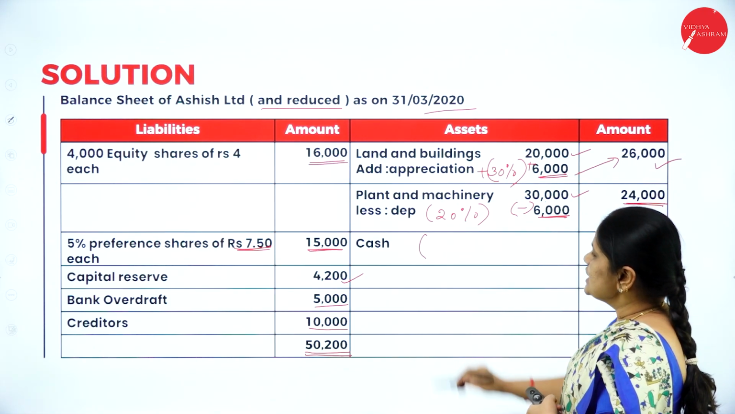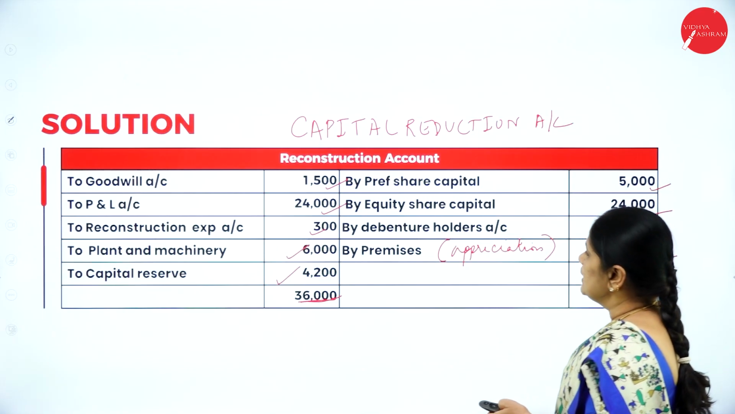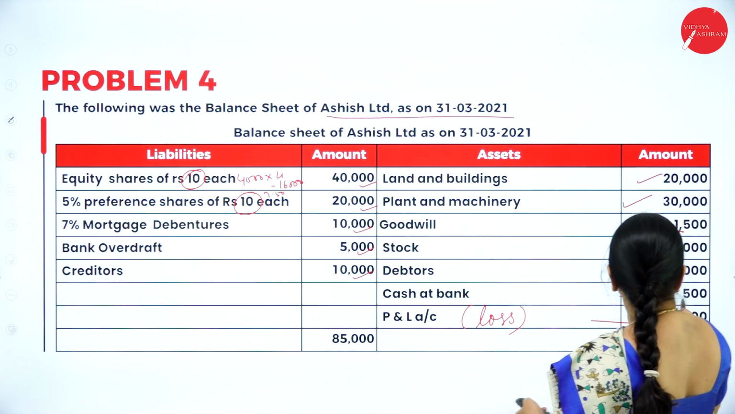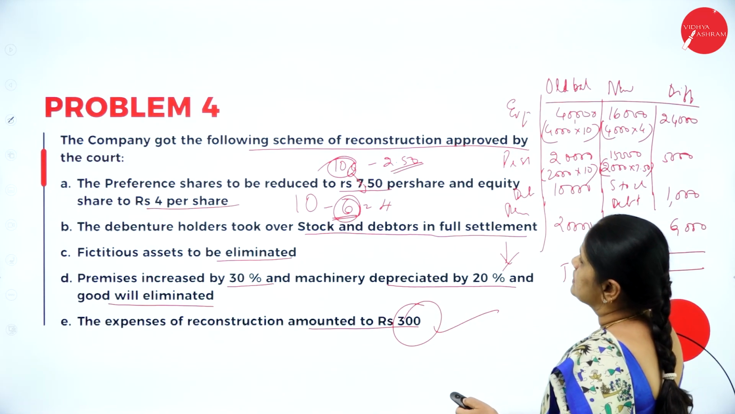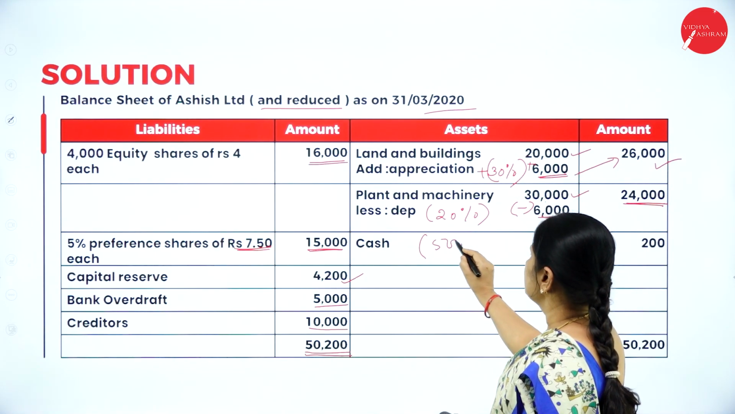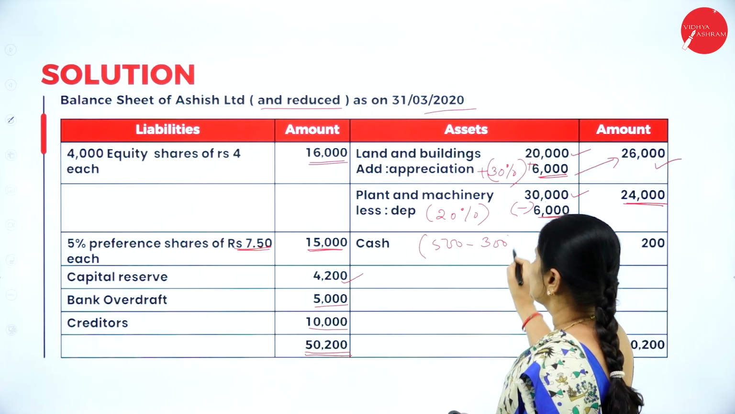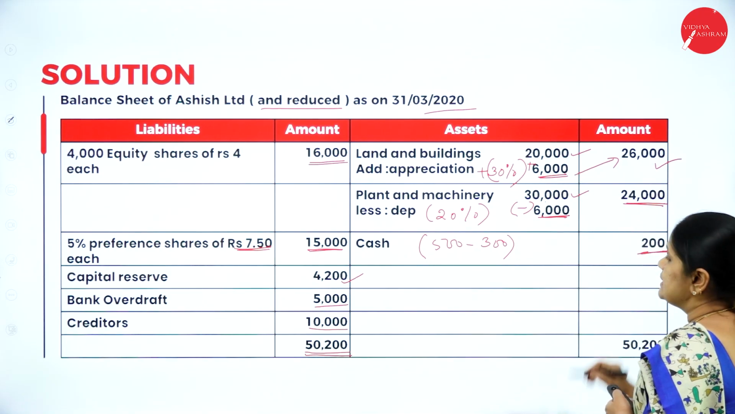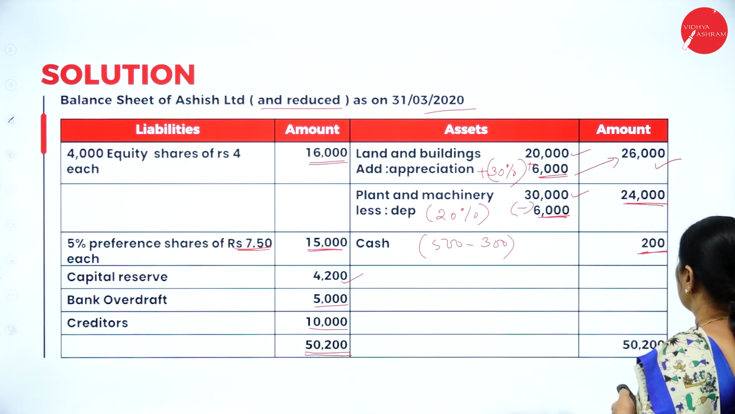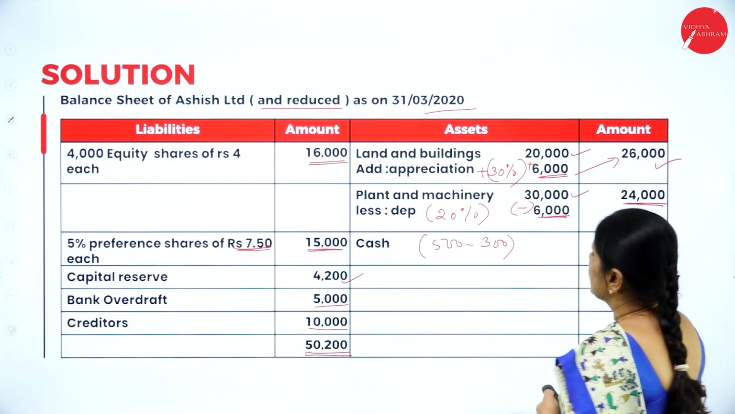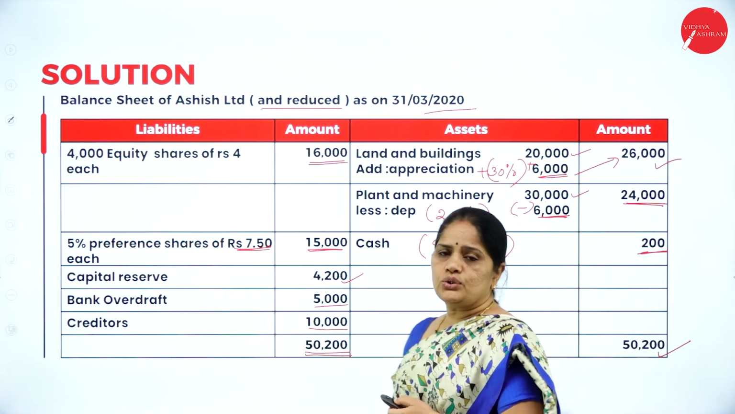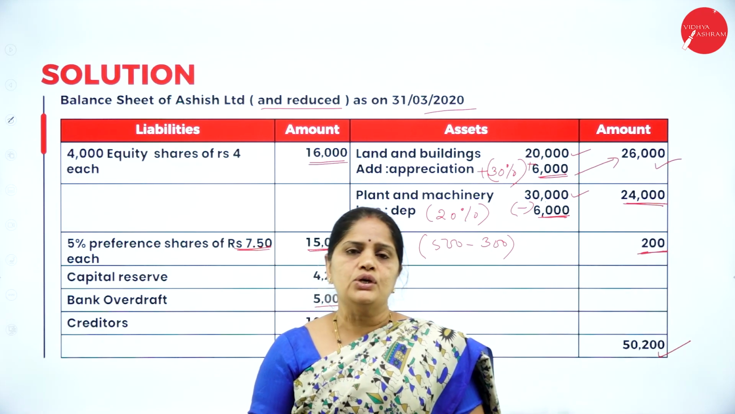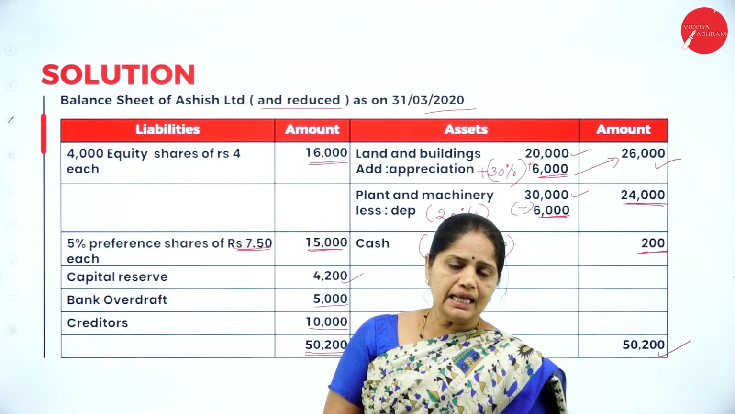Now the cash balance. If you can see in the previous balance sheet, what is the cash balance here? Cash balance is 500 rupees. From 500 rupees, we have paid the reconstruction expenses of 300. So the remaining cash balance is 200. When you add all this, the total comes up to 50,200. In this way, we can prepare the solution for this capital reduction.